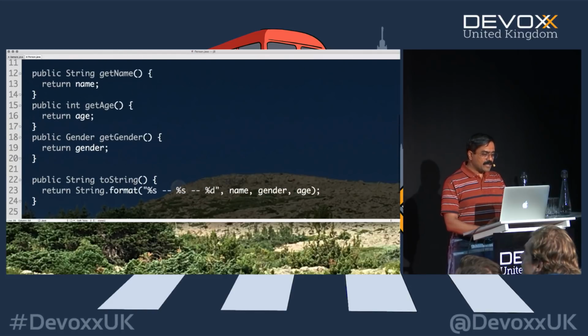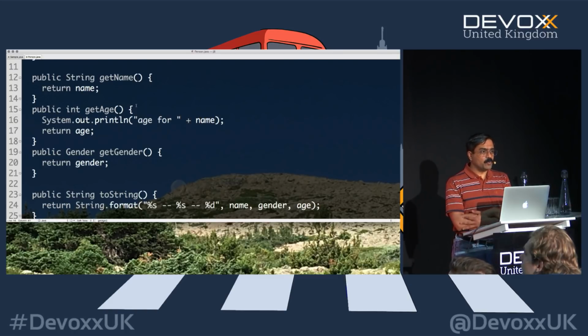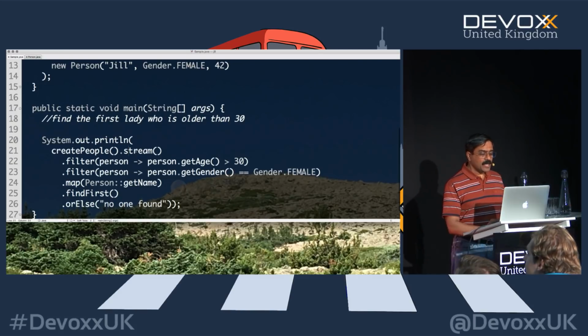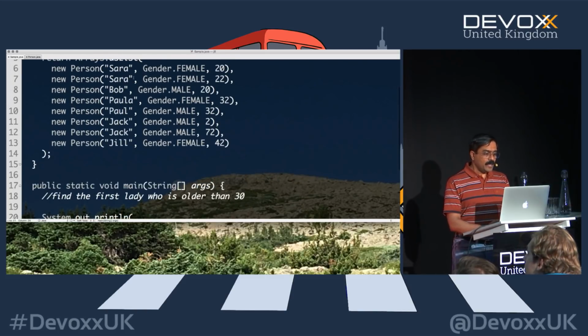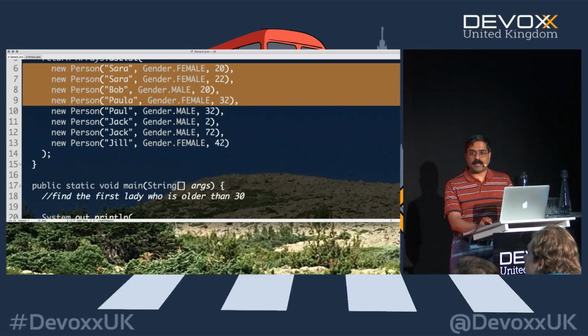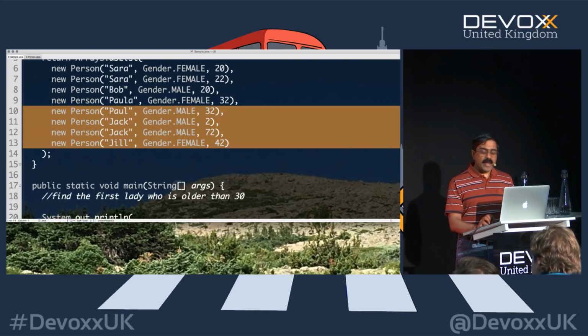In the person class, in the getAge, let's output age for, and then we will put the name of the person who we are asking the age for. We know one thing very well about streams. They are lazy evaluation, which means run sequentially in this example, it's going to ask for age of Sarah, Bob and Paula, but it will never ask for Paul, Jack, and Jill in this example. And the reason is the minute it finds Paula, it's going to get out.